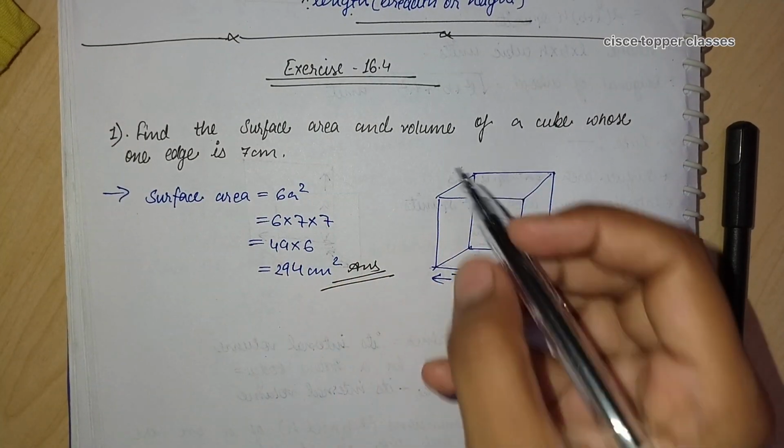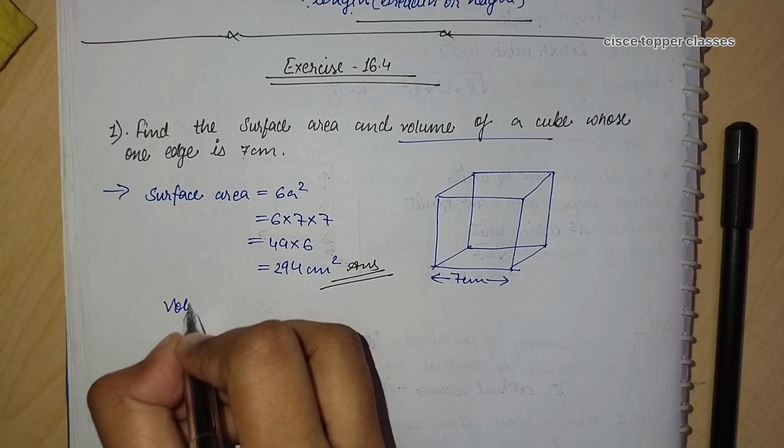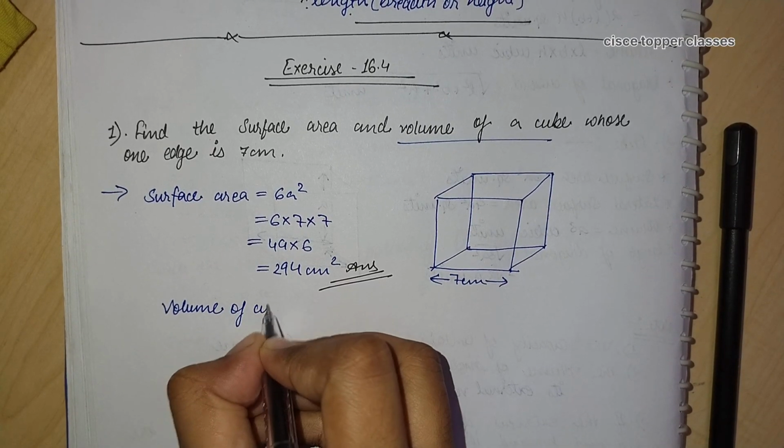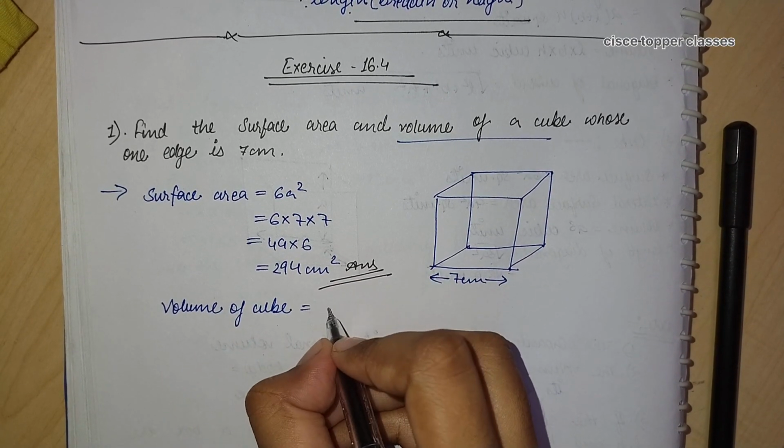Now we have to find the volume of the cube. We know the formula for the volume of a cube as a cubed.